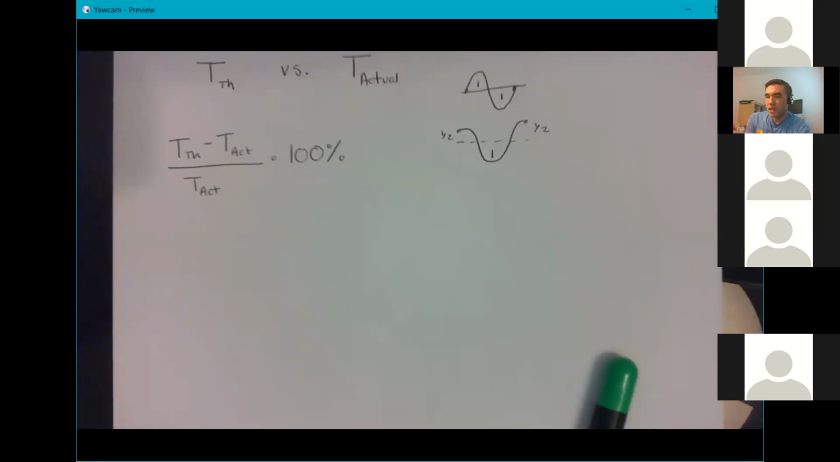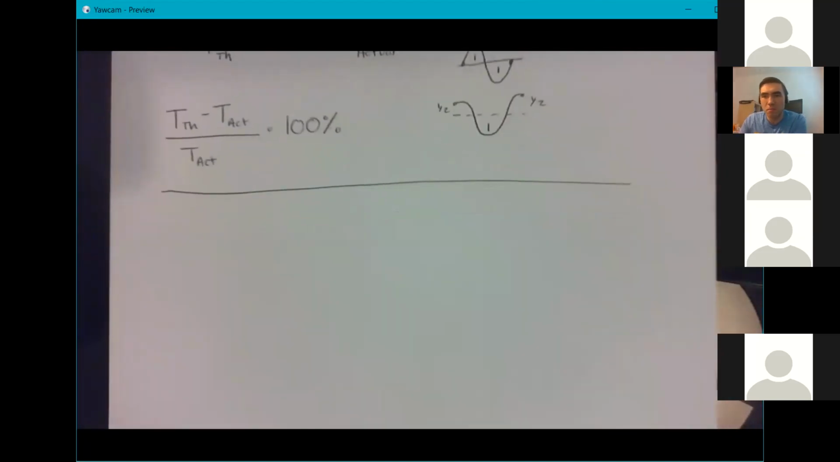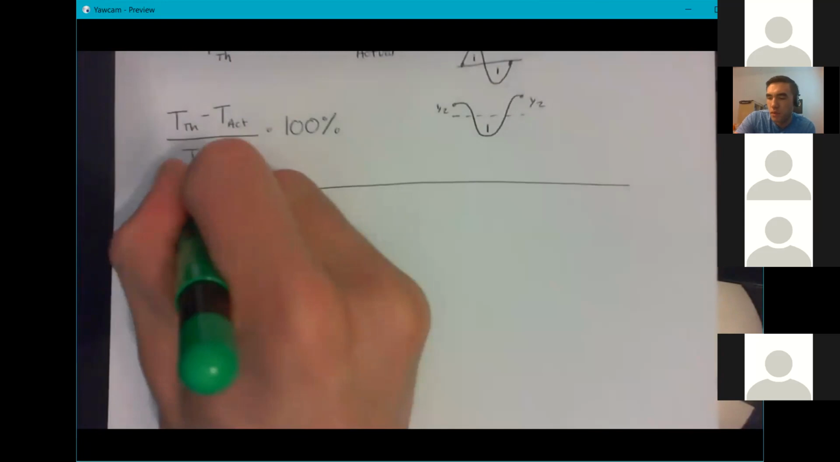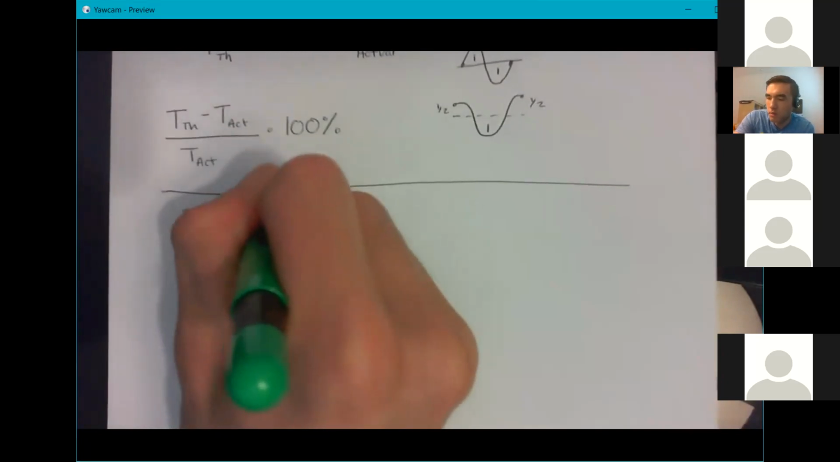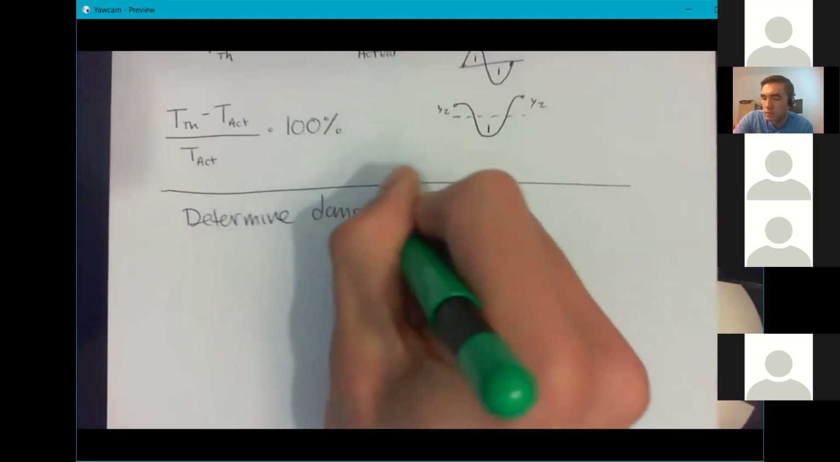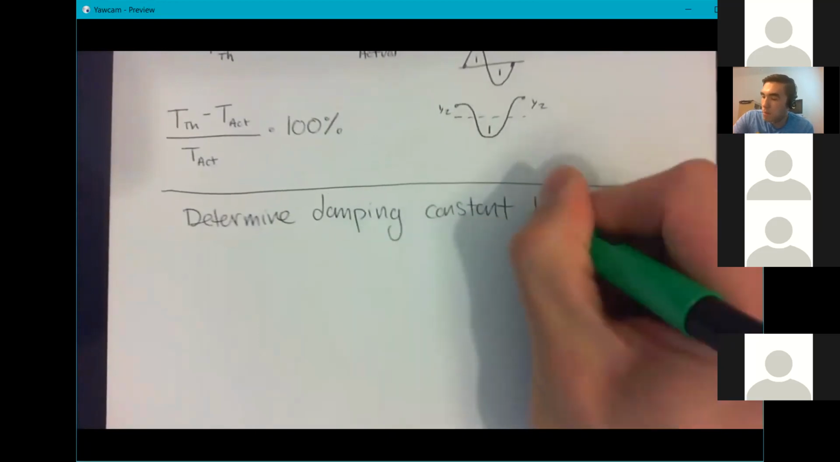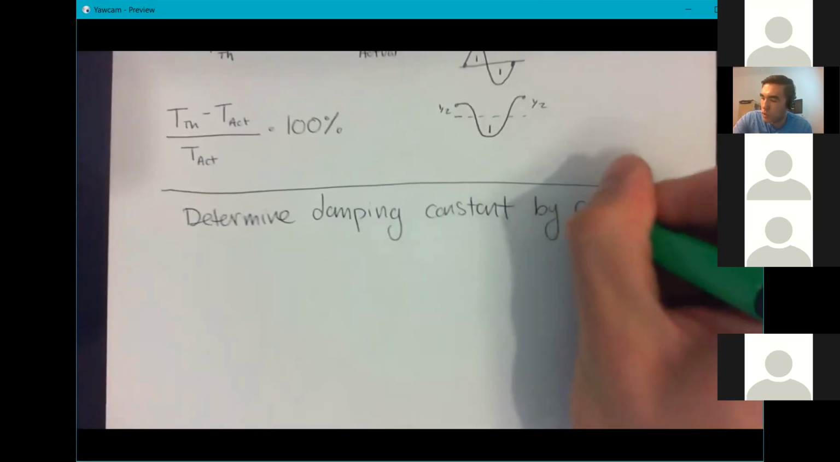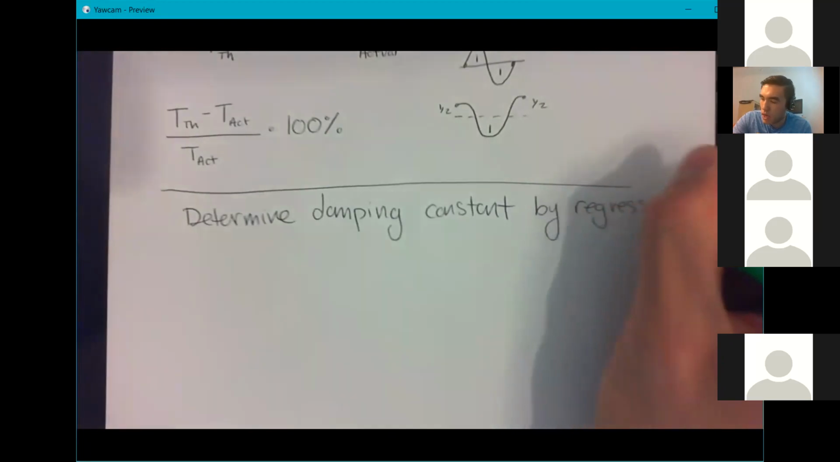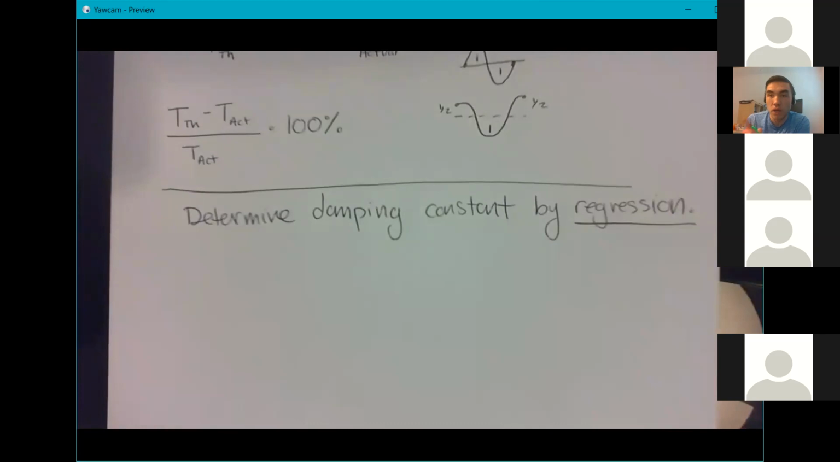No? Okay. And here's the second part that we'll be talking about today, and this is going to be a bigger discussion of skills. For the second part of the data analysis, what I need you to do is experimentally determine a damping constant, by means of regression, which we'll talk about what that is today in the form of a tiny lecture. And then I will show you how to determine that damping constant by regression.